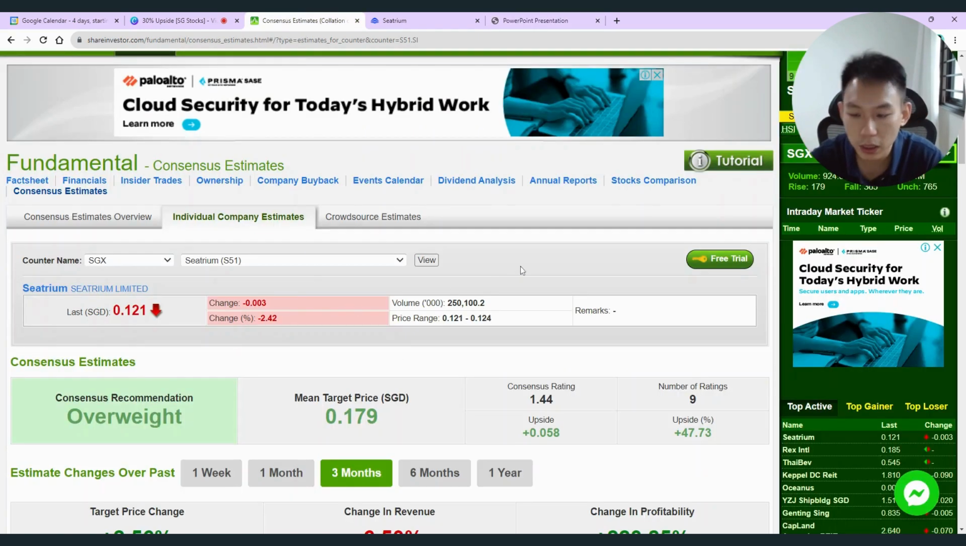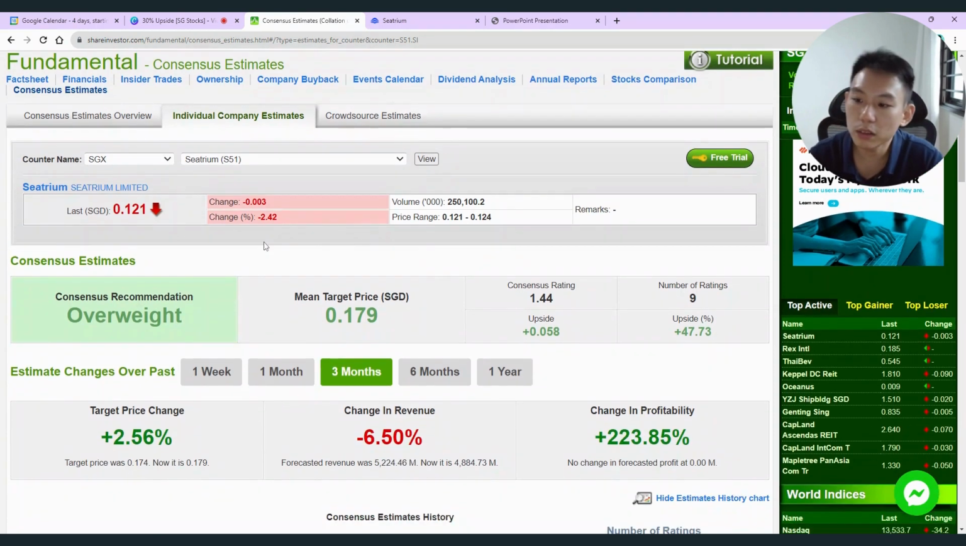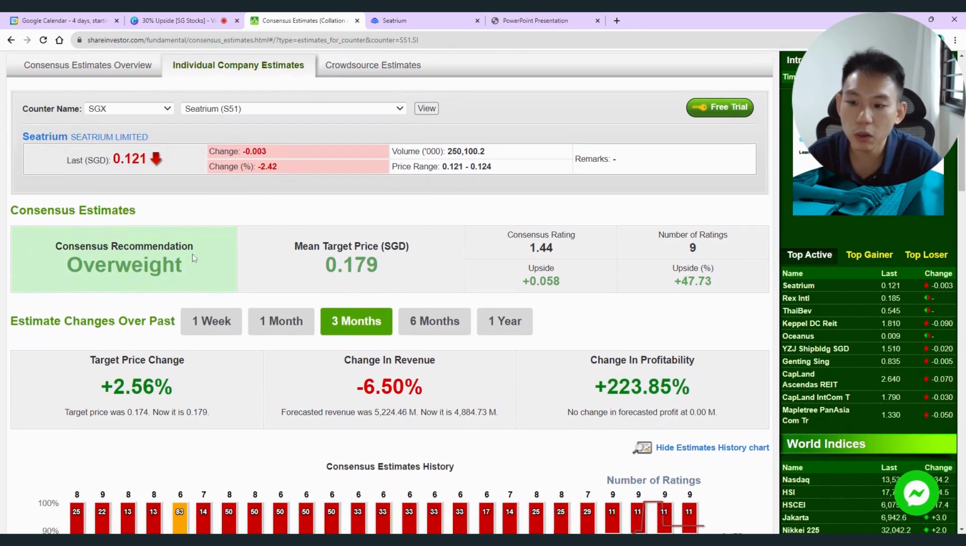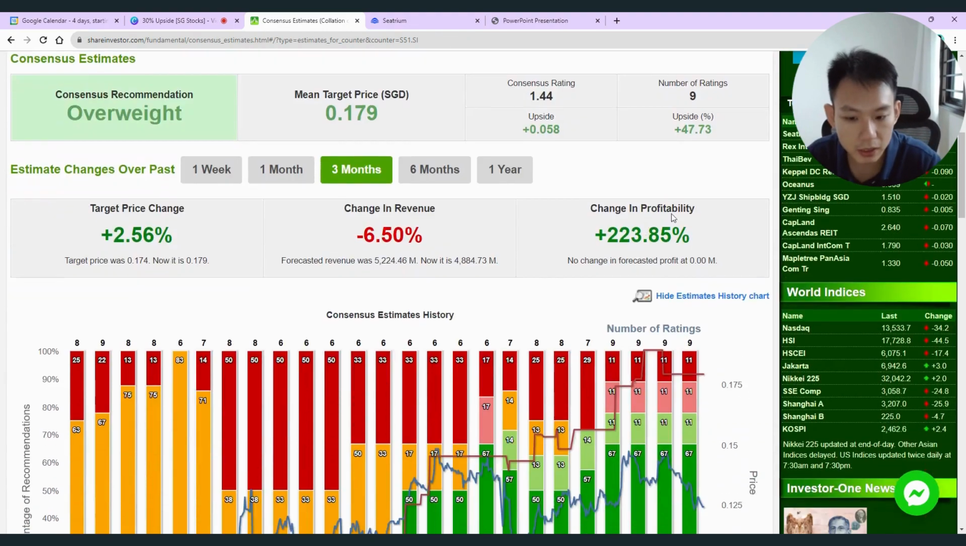So if we were to look at the analyst consensus again, right now Citrum is trading at around 12 cents. Analysts are giving an overweight recommendation with an average target price of around 18 cents. So there's a 6 cents difference, and that would translate to around a 50% upside. This is based on 9 analyst ratings. I would say that these 9 analysts would have done their homework, given their different expertise in the oil and gas sector, or offshore and marine sectors.